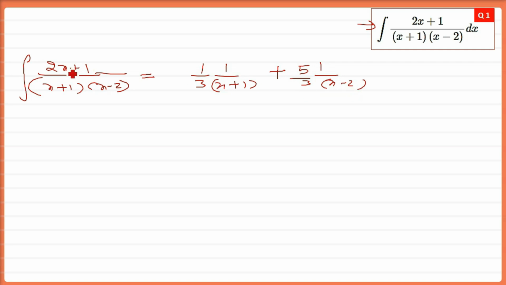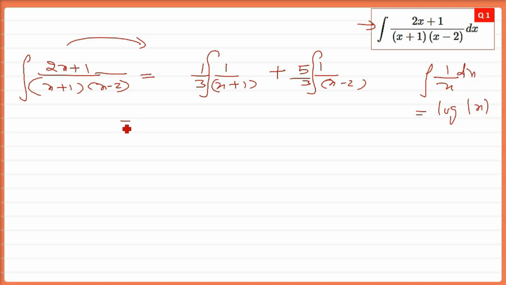Now we are integrating it, and you always know that constant can be taken out. So we are integrating 1 by x plus 1, we are integrating 1 by x minus 2. Now we are integrating with respect to dx. Remember, dx is always there. I'm not writing it, but integration of 1 by x gives you log modulus of x. Modulus because we always have a positive value inside a log.